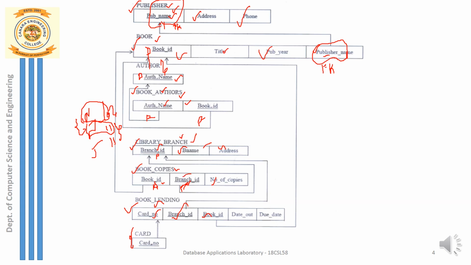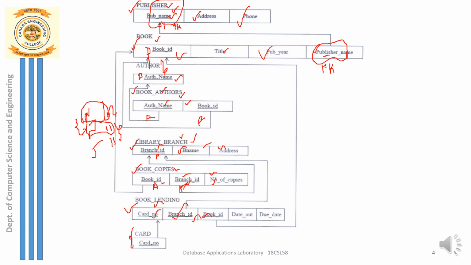So when it comes to the book lending table, here the combination of card number, branch ID and book ID becomes a primary key. What is the meaning of that? For each card, one book has been issued and that has been issued by one particular library branch. So that indicates the combination, and that row should not be repeating. The same card cannot get the same book again from the same branch. So that combination is not possible.